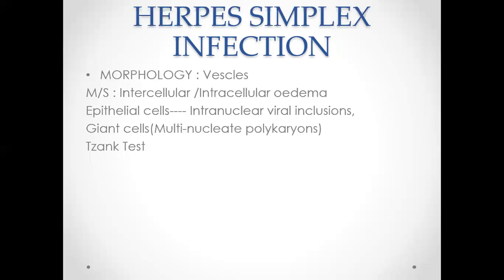And the epithelial cells, they contain intranuclear viral inclusions. And sometimes there may be multinucleate giant cells of the squamous cells. And these giant cells, they are detected in the vesicle fluid by staining with Giemsa stain, and the test which we carry out is called Tzanck test. So this is a specific test for the diagnosis of herpes simplex infection, Tzanck test.